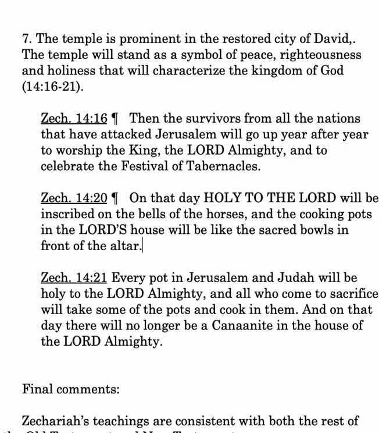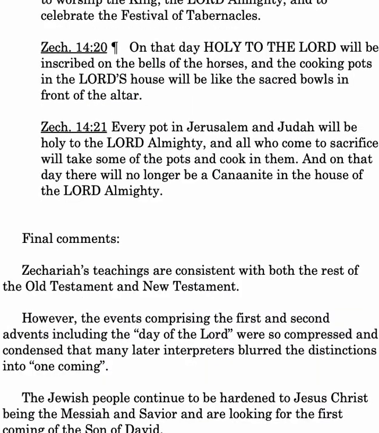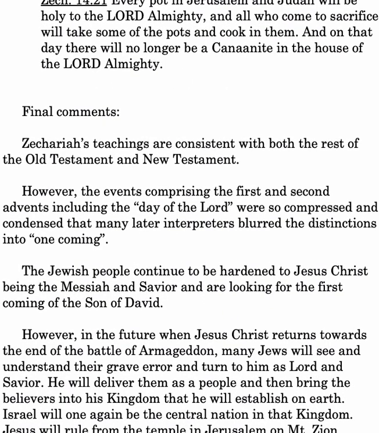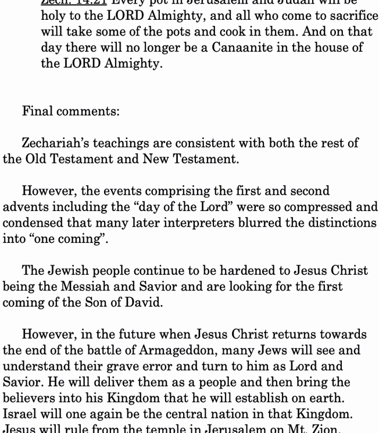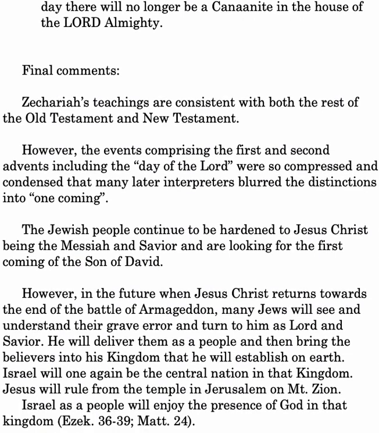Final comments. Let's just talk about what we just looked at in Zechariah. Zechariah's teachings are consistent with both the rest of the Old Testament and the New Testament. However, the events comprising the first and second advents, including the day of the Lord, are so compressed and condensed that many later interpreters blurred the distinctions into one coming.